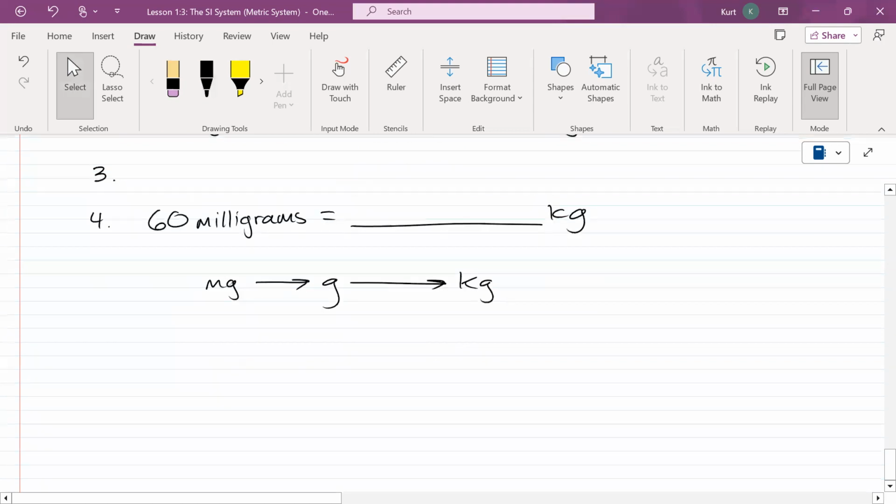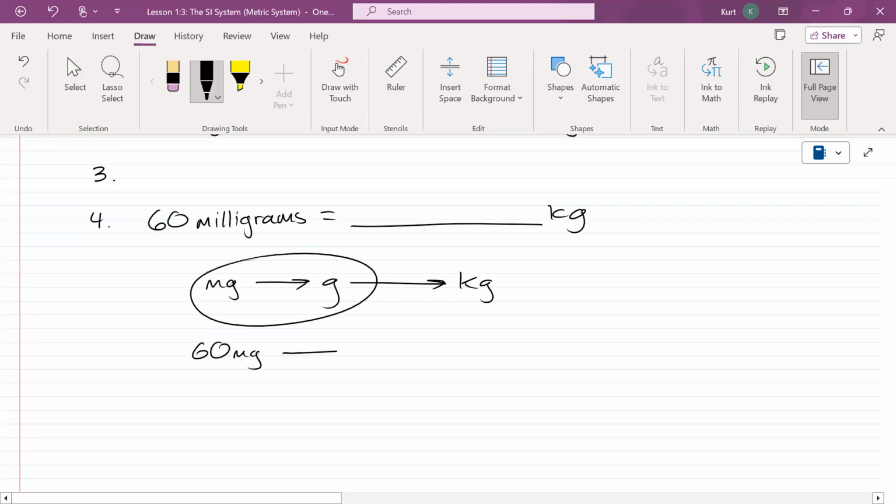Okay, so what I would suggest you do is you go from milligrams to grams, grams to kilograms. Some of you might not need to do that. Eventually, I want you all to not have to do that. So let's just take one at this step first. I have 60 milligrams. I want to convert it to grams.